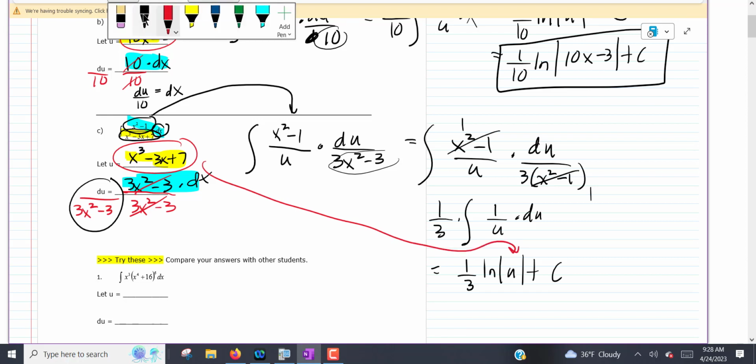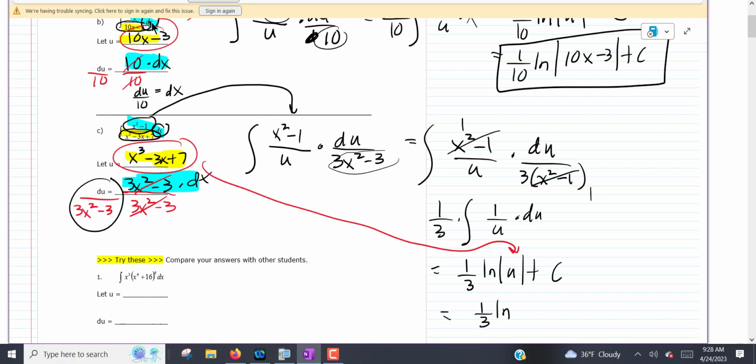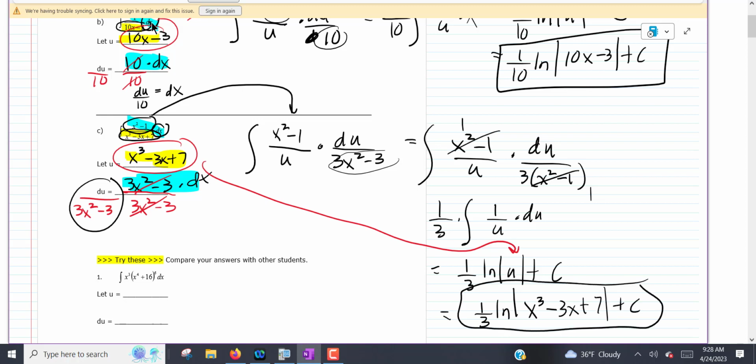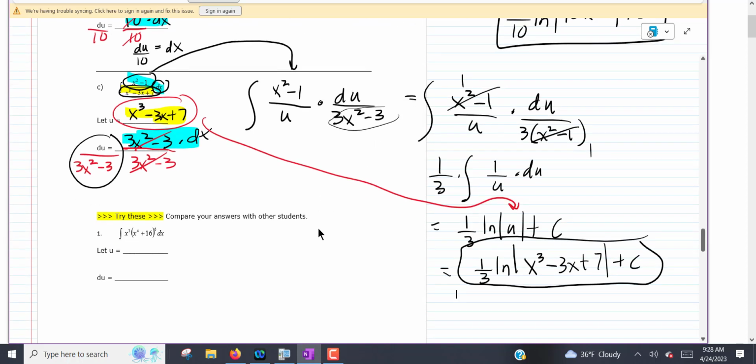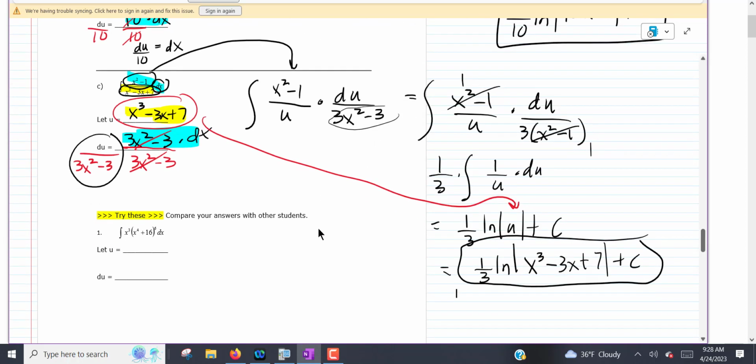Okay, so what we would have then as our answer is 1/3 ln |x cubed minus 3x plus 7| plus c. That would be your antiderivative. If you took the derivative of that, it would take you back to the beginning. So it's like any of these problems, you can tell you're right.